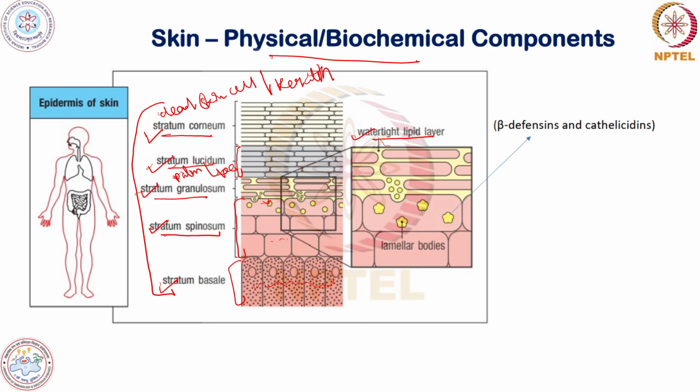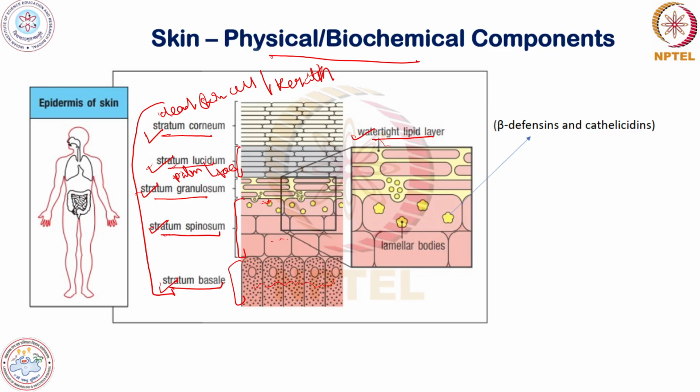The fourth one is the stratum spinosum, which provides structural strength and also contains some of the immune cells. The last one is the stratum basale, which is the deepest layer of the skin, where the new skin cells are formed. So these were the physical components of the skin.